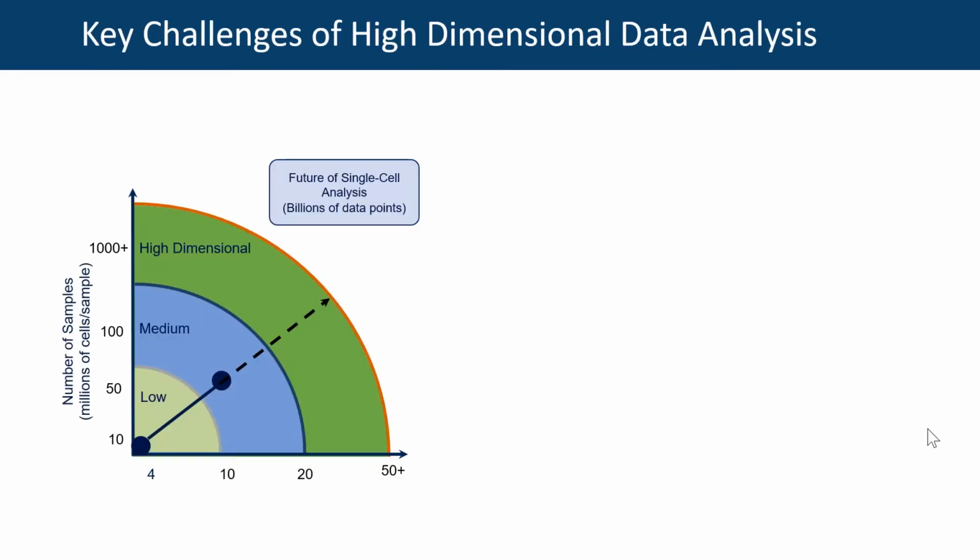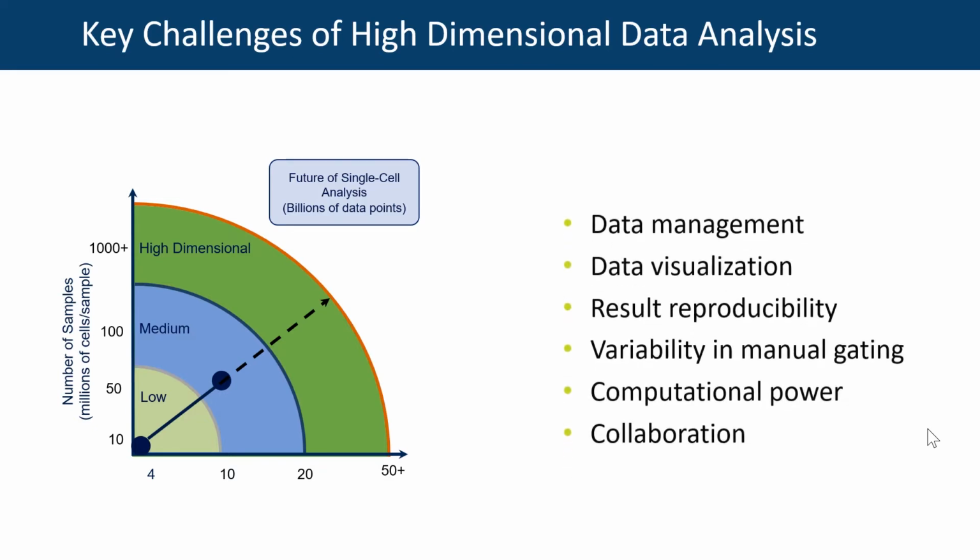So we also run into some key challenges, right? When we're in the low to medium space, there are a few challenges, but it's not too overwhelming. Once we get into this high dimensional space, where we're increasing the number of parameters and the number of data points and the number of samples, we run into everything that we have on the right-hand side of the screen.